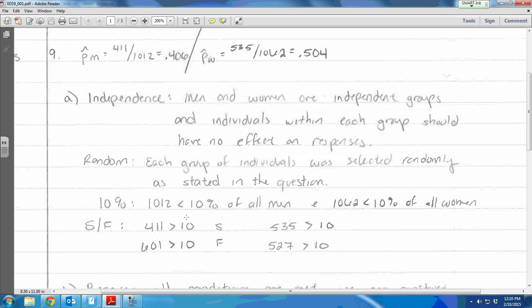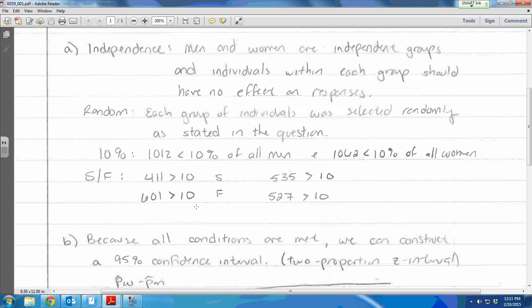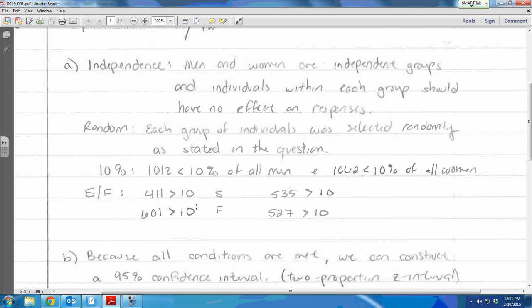We good? Okay. So after we check the conditions, what are we supposed to say? All the conditions have been met. So we can use a normal model, and a two proportion, and in this case, in part B, they're going to ask us to do an interval, so an interval. If you're doing an interval, you have to say an interval. If you're doing a test, you have to say a test.